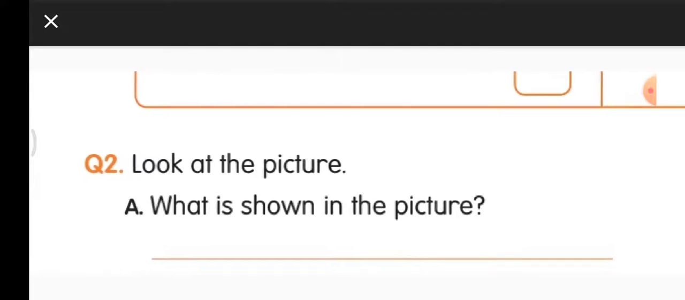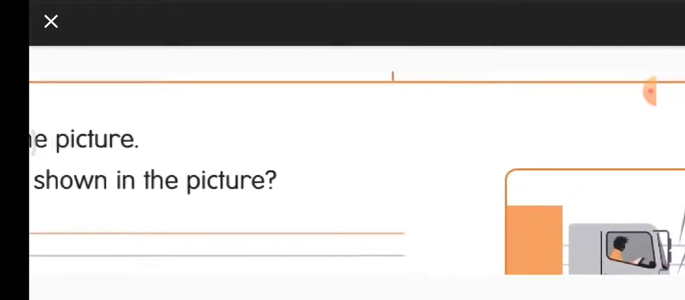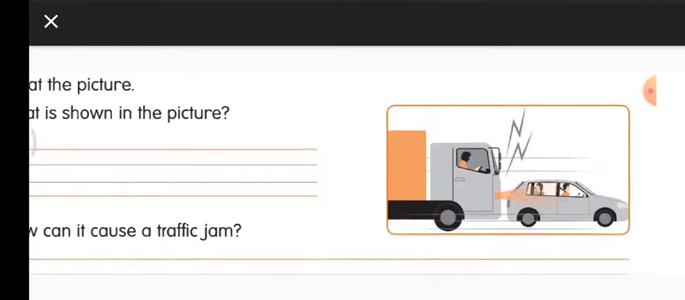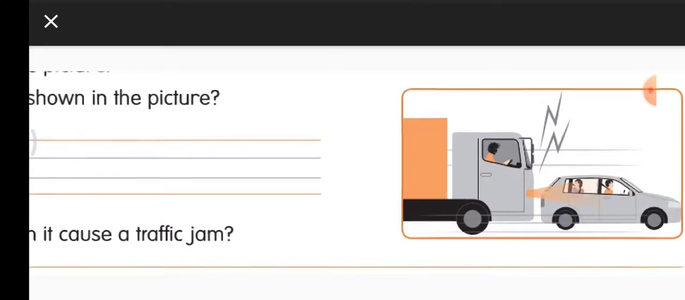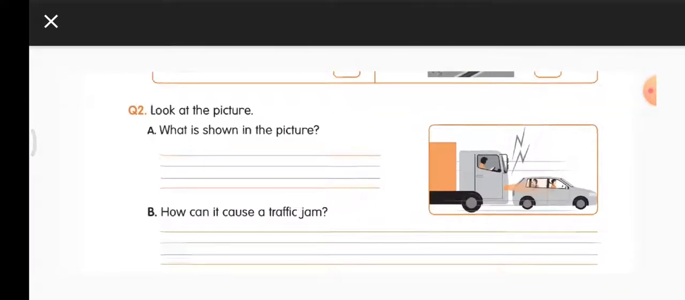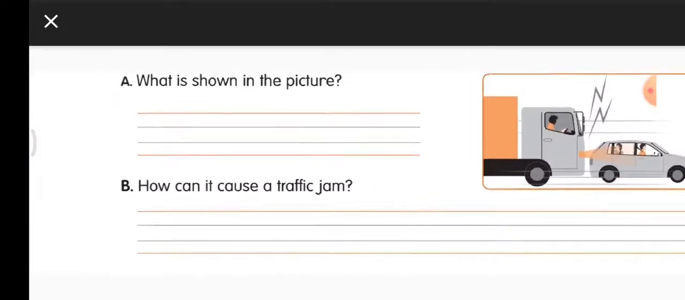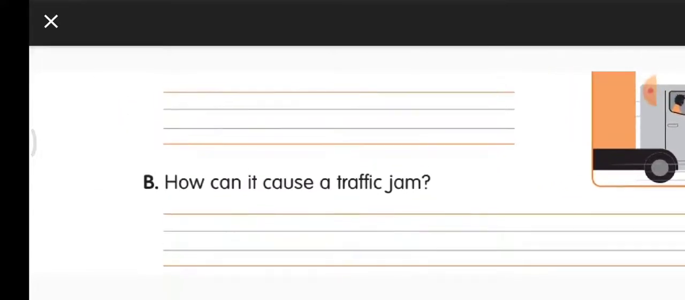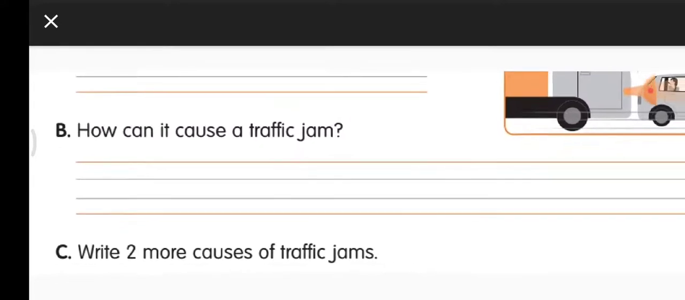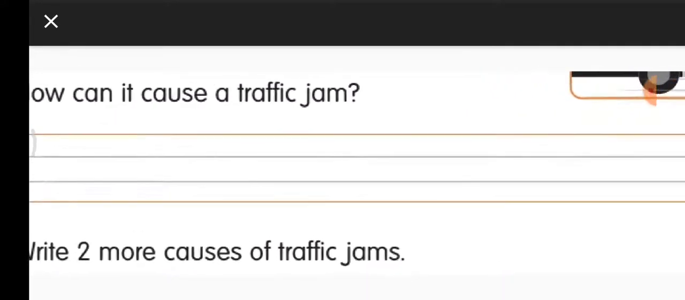Now look at the picture. Second question, what is shown in the picture? We can see that the truck driver is honking at the vehicles again and again. So this is what we see. Question B, how can it cause a traffic jam? Right, when people are not following the traffic rules, then it causes a traffic jam.